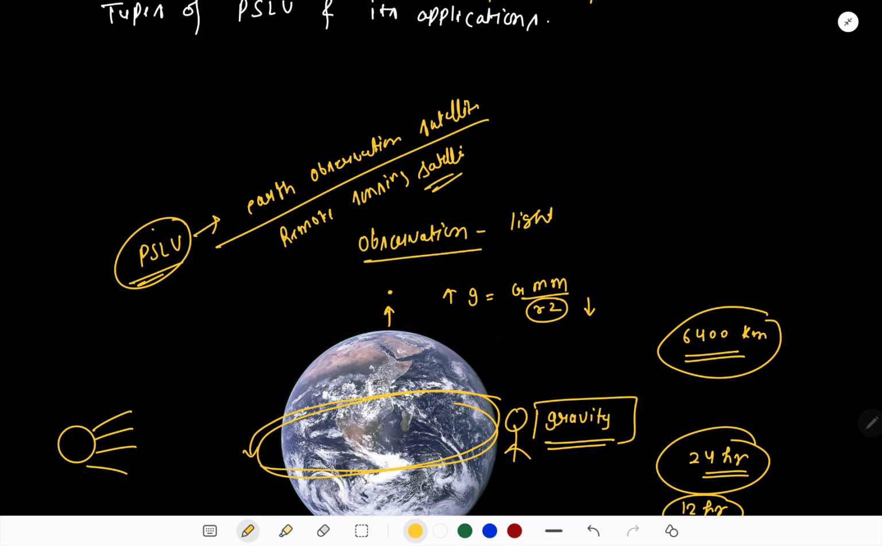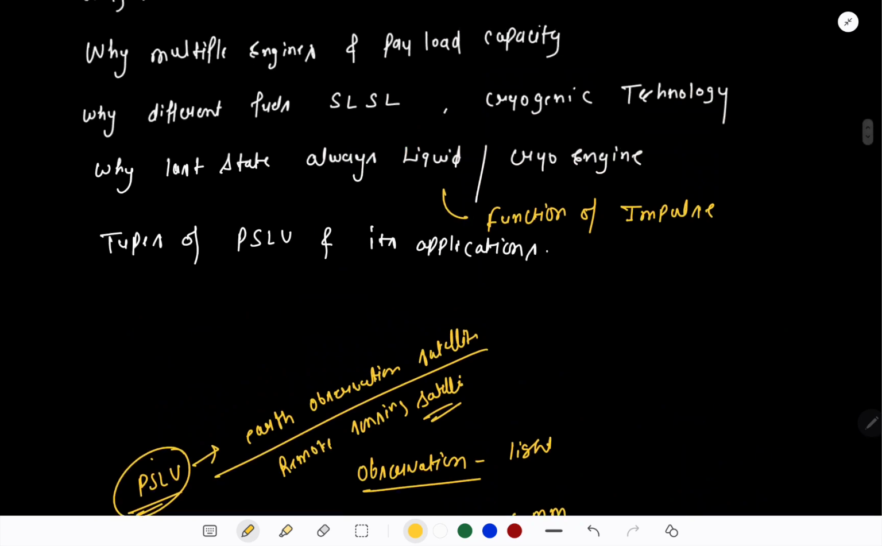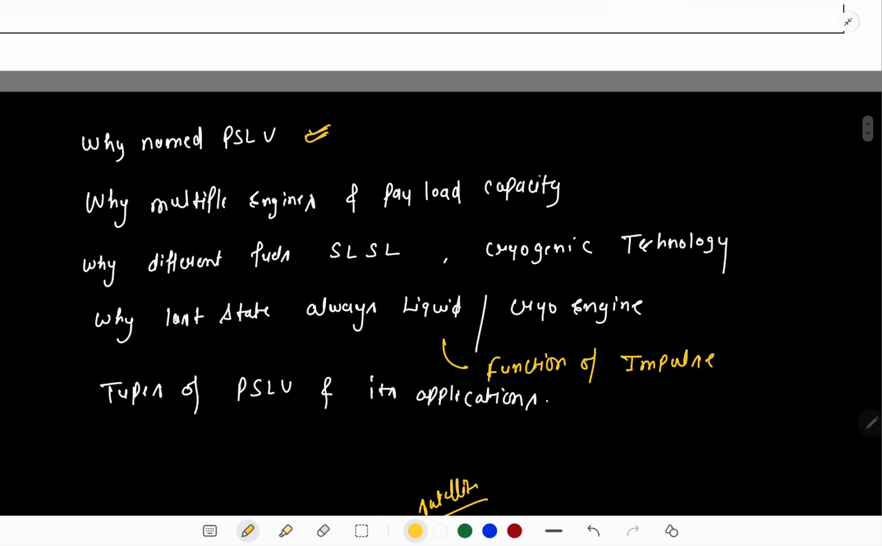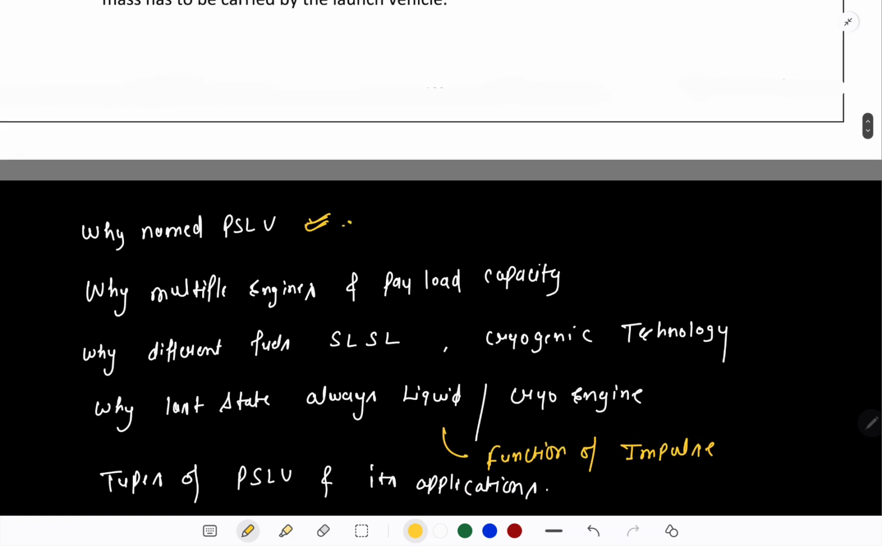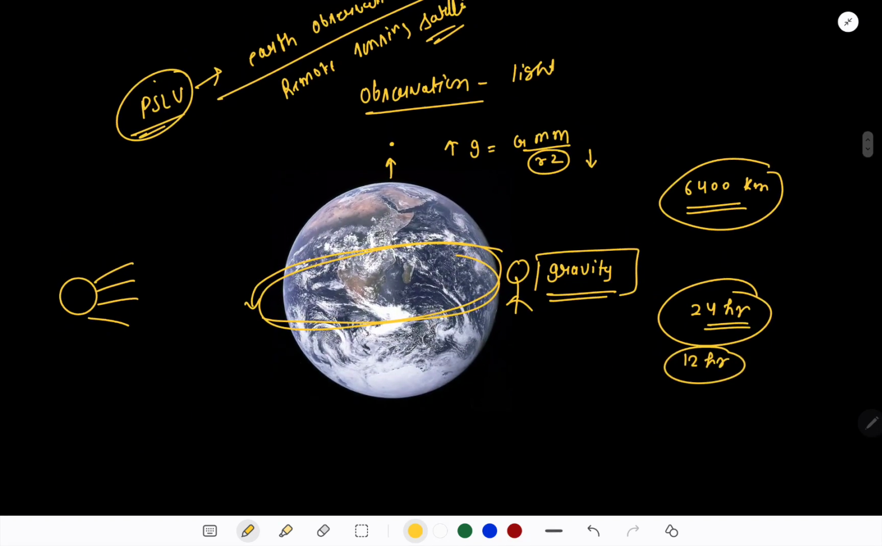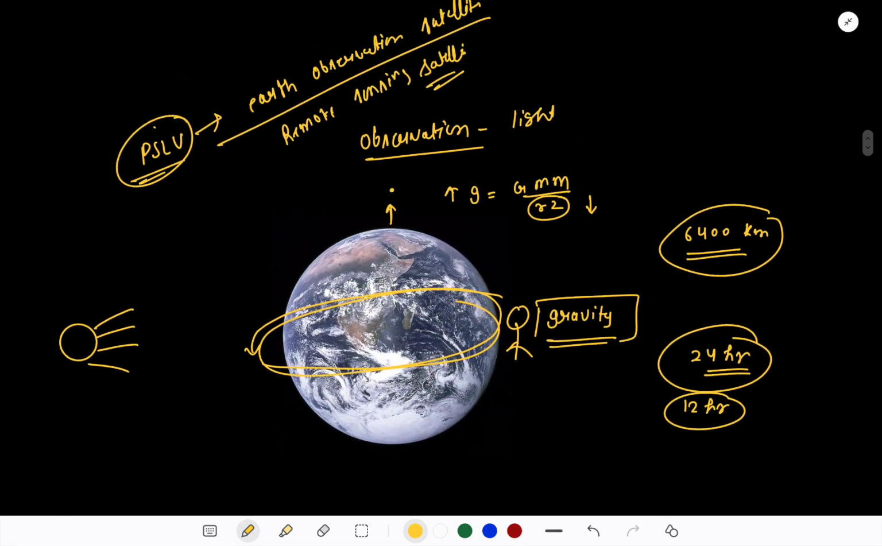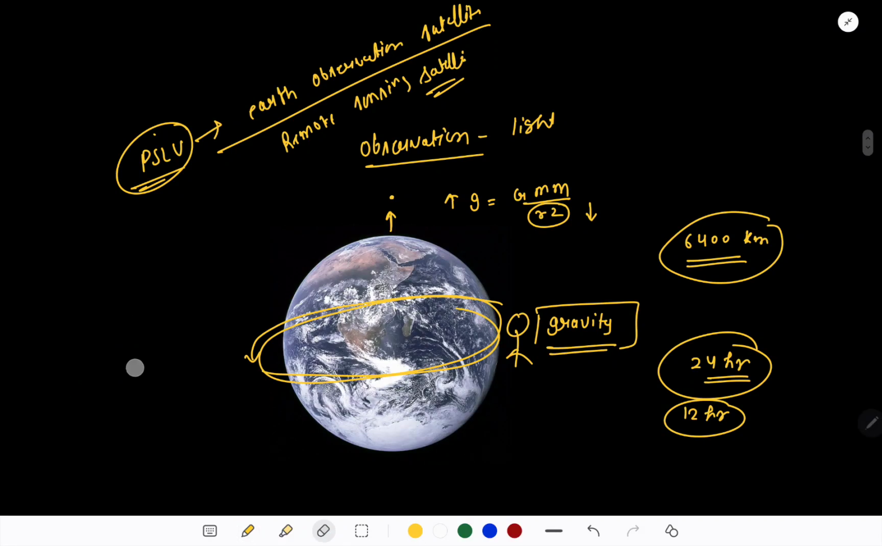Clear? So this has been addressed: what does PSLV do? It launches the earth observation satellite. Now the next question arises: what is the use of the multiple engines and the payload capacity? First I will talk about the use of the multiple engines. What I have told you initially, let me just erase it for you.